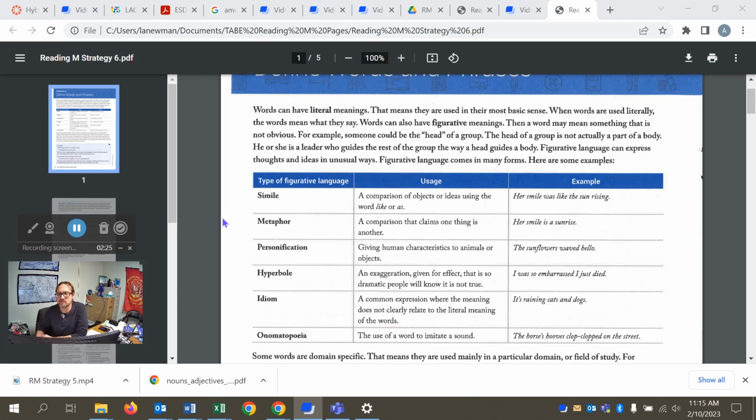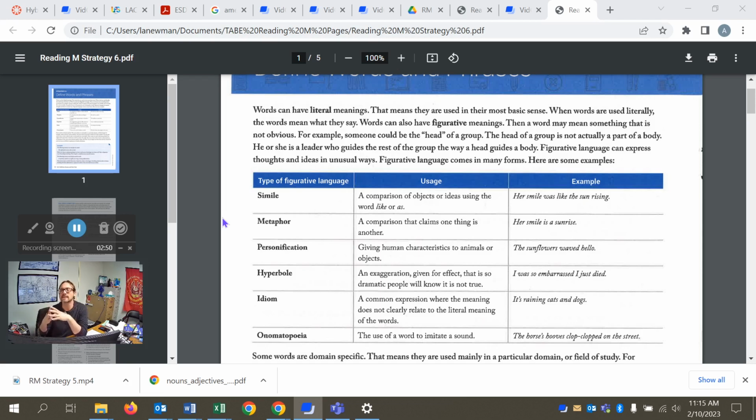For example, someone could be the head of a group. The head of a group is not actually the part of the body. He or she is a leader who guides the rest of the group the way a head guides the body. Figurative language can express thoughts and ideas in unusual ways. Figurative language comes in many forms. Here are examples.